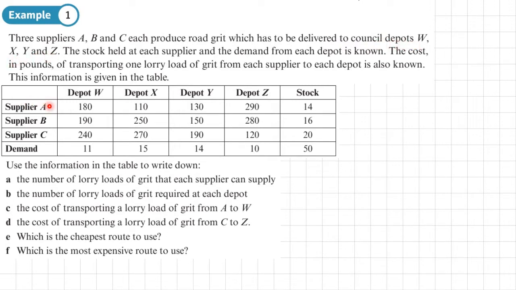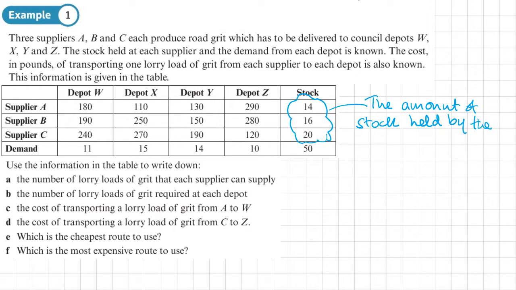So let's have a look at the table. So we've got these suppliers here. And the last column here tells us how much stock each of those suppliers has. Okay, so these numbers here represent the amount of stock held by the suppliers. So I can see that supplier A has 14 units of stock, supplier B 16 units of stock, and supplier C has 20 units of stock. We'll come to the numbers in the middle of the grid in a moment.